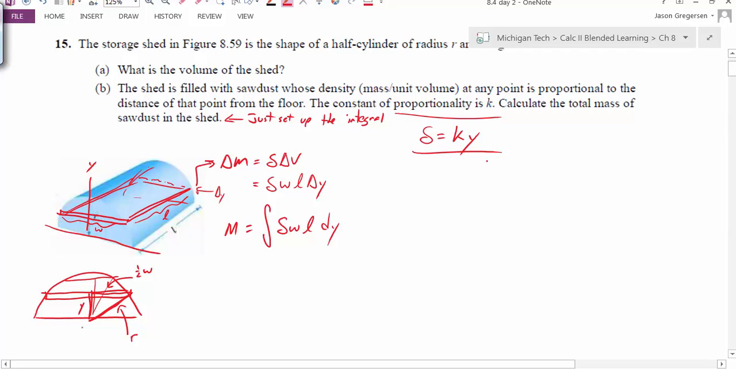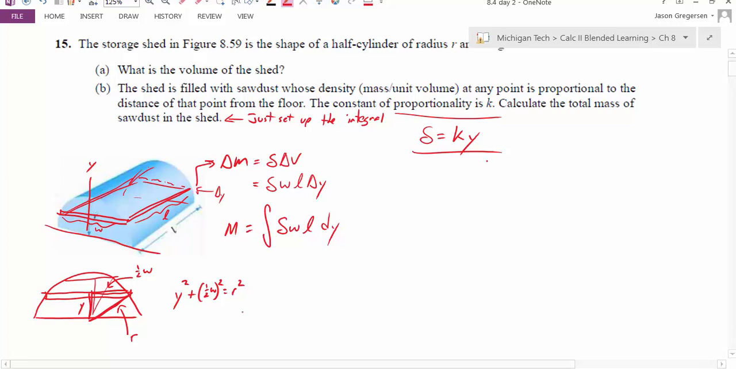So now I have the three sides of a right triangle. I can use Pythagoras on this thing. I can say that y squared plus 1/2 W, that quantity squared, be careful, it's got to be the quantity squared, should equal R squared. Once again, what are variables? What are constants? Is y a variable or constant?